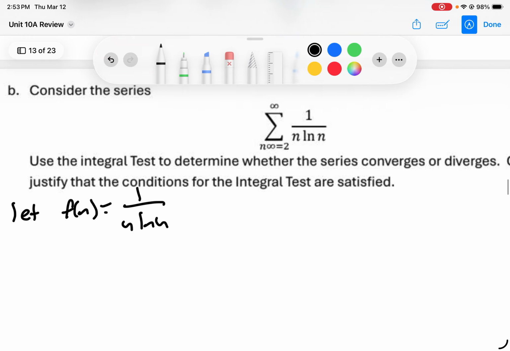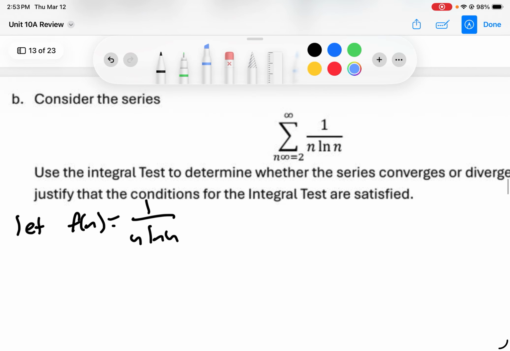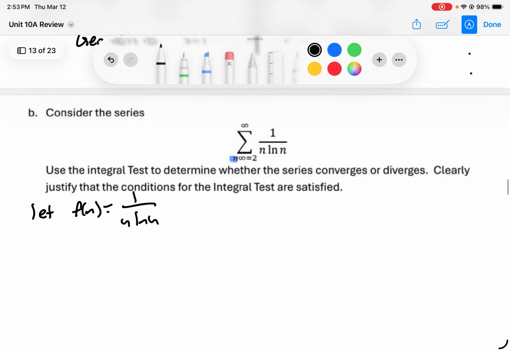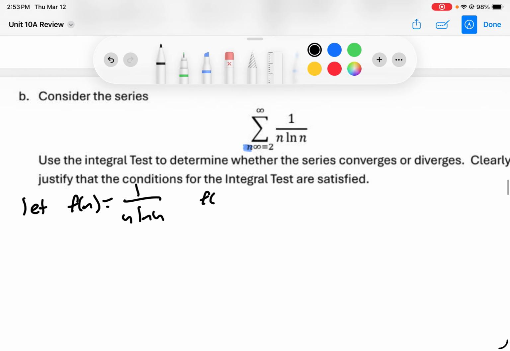All right, and there's another typo here. It should just say n is equal to 0. That infinity should not be there. I just did a bad job catching that. Sorry about that. All right, so f of n is positive, it's continuous, and it's decreasing for n's greater than or equal to 2. We just kind of have to say that.